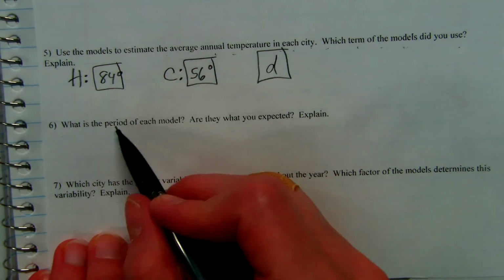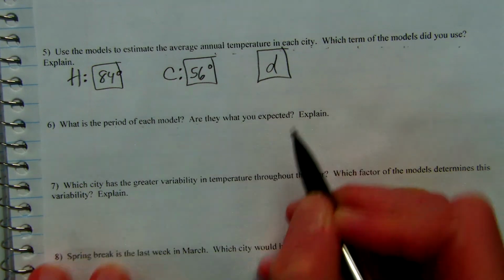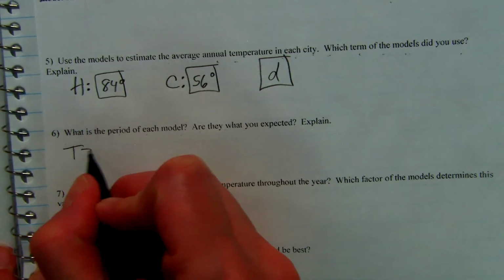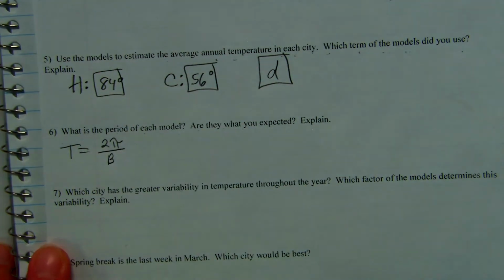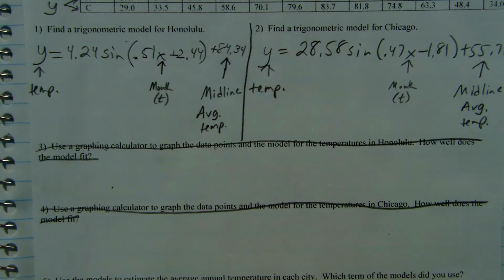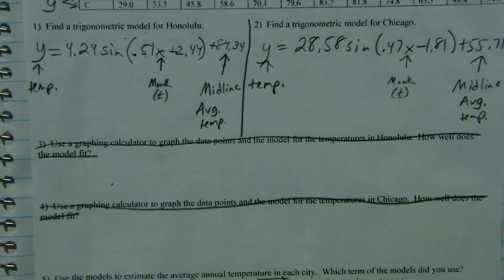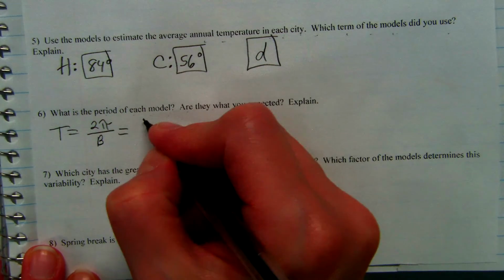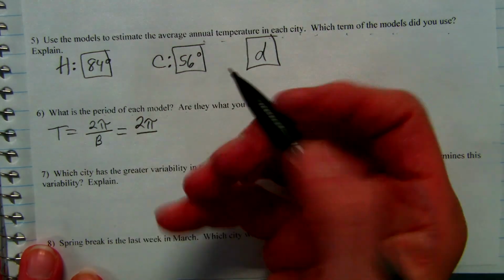Okay, what is the period of each model? Are they what you expected? So we're going to calculate the period the way that we've been doing. Period is 2 pi divided by b. And they do use b on these equations, so we can get b out of each equation. That's the number in front of x here and the number in front of x here. And we're going to type it into the calculator and actually divide and get a decimal, which we wouldn't do in just a straight trig problem, but this is an application.